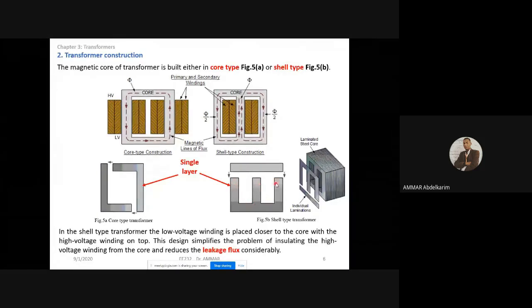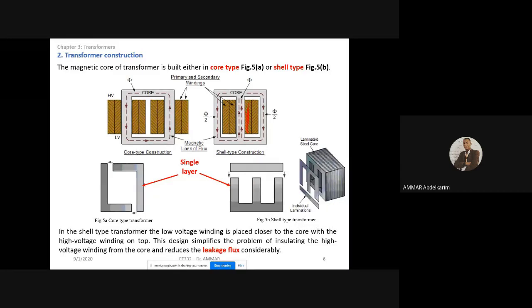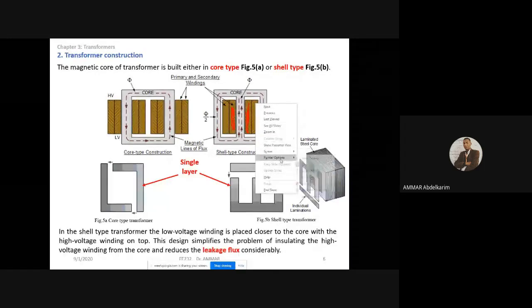So the lamination sheets of this shell type are in the shape of E. And those are the lamination of this shell type. In the shell type transformer, the low voltage winding is placed closer to the core. So the one here inside, okay, let's use the pen. The one here inside is the low voltage winding, and the one on the top is the high voltage.